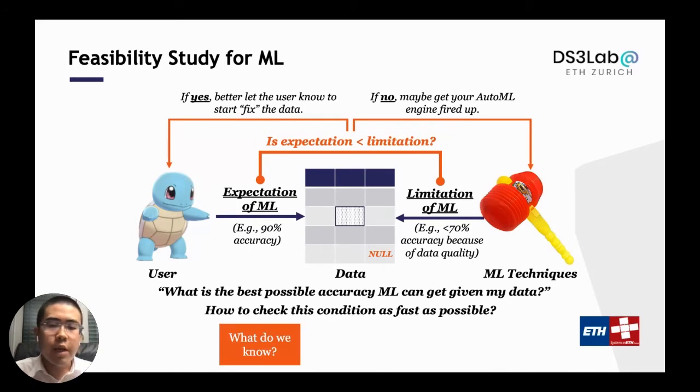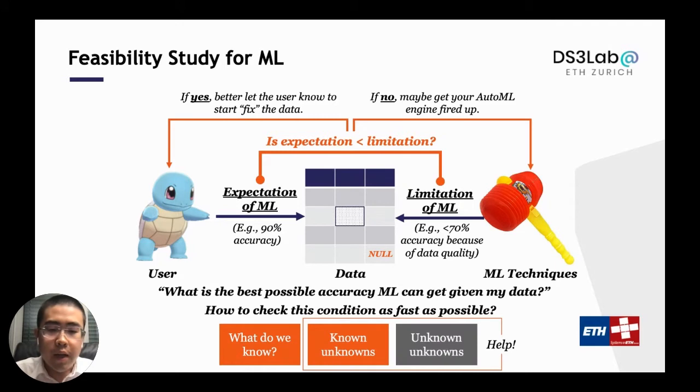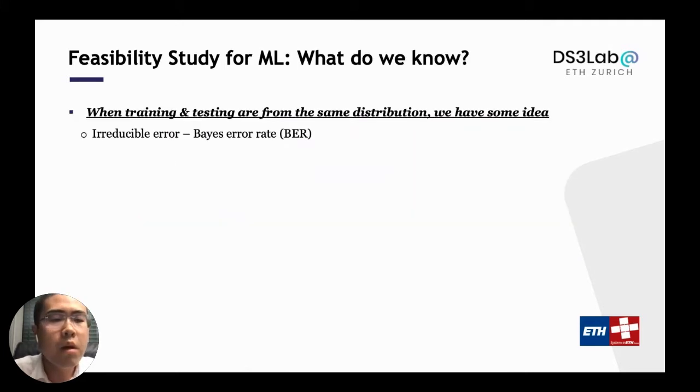In the following, let me tell you a little bit about what we know, and also about things that we know that we don't know. Okay, so what do we know? One thing that we know is that when training and testing data are from the same distribution, we actually have some idea about how to talk about this problem.